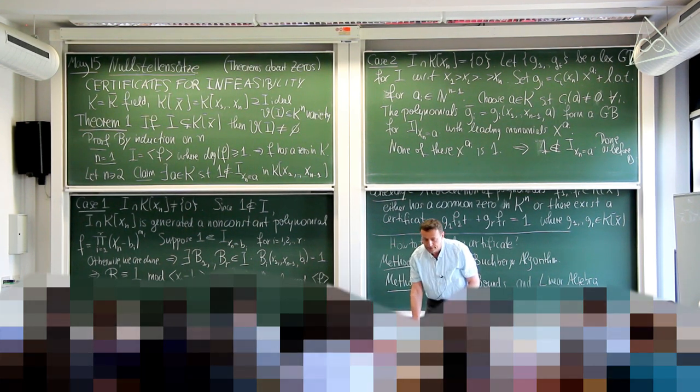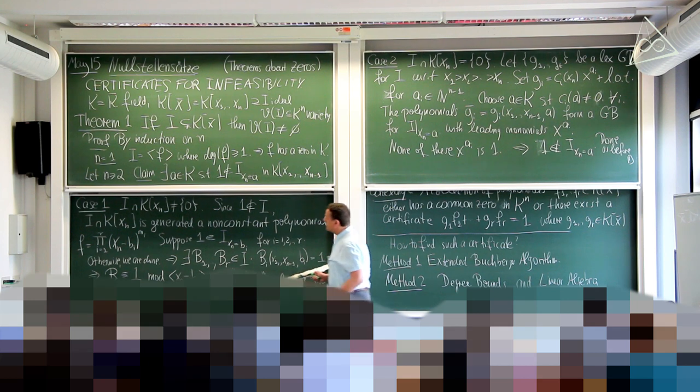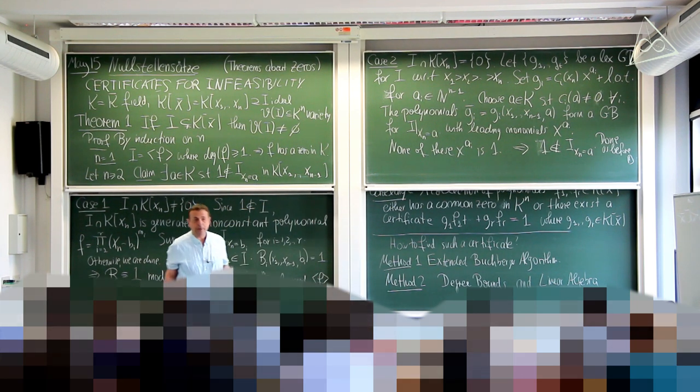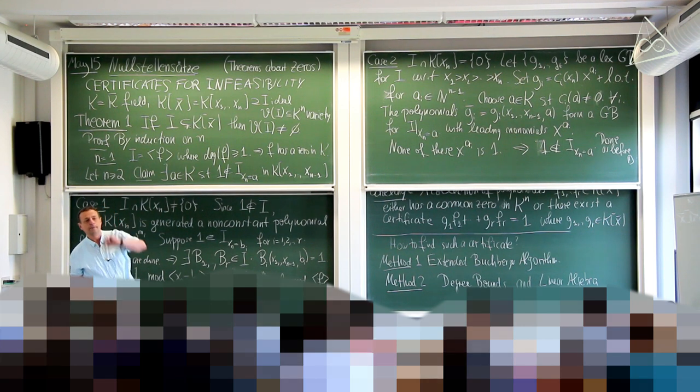Yes. Is there a known bound? Yes. So there is something called the effective Nullstellensatz that lets you write down an a priori bound in terms of the number of variables and the degree of the input.